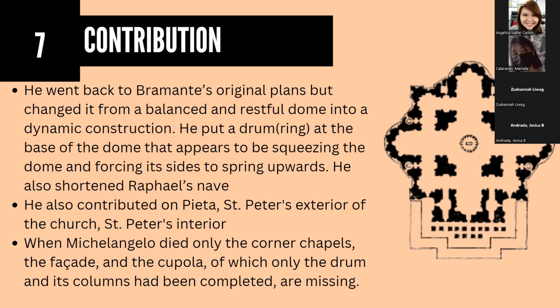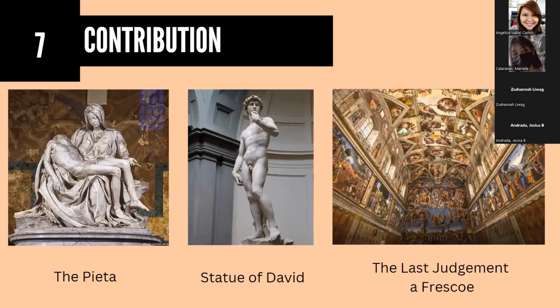He also contributed on the Pieta, St. Peter's exterior of the church, and St. Peter's interior. So next slide. This is the Pieta, now displayed behind a glass case in St. Peter's. The word Pieta means mercy in Italian, and it is an artwork depicting the Virgin Mary holding the dead body of Jesus Christ after his crucifixion. This is the most visited sculpture in St. Peter's Basilica. Other artworks include the marble statue of David and the Sistine Chapel.